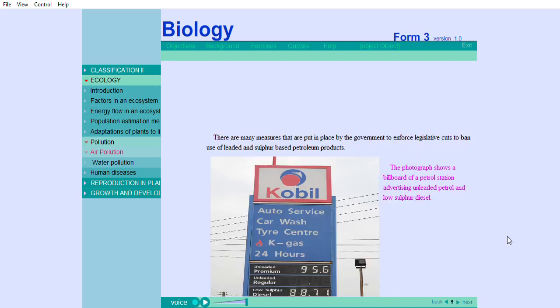There are many measures that are put in place by the government to enforce legislative cuts to ban use of leaded and sulfur-based petroleum products. The photograph shows a billboard of a petrol station advertising unleaded petrol and low-sulfur diesel.